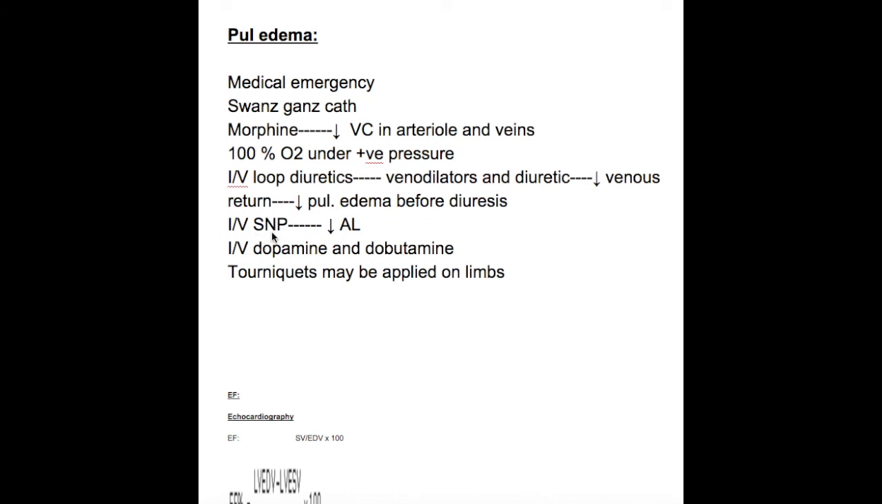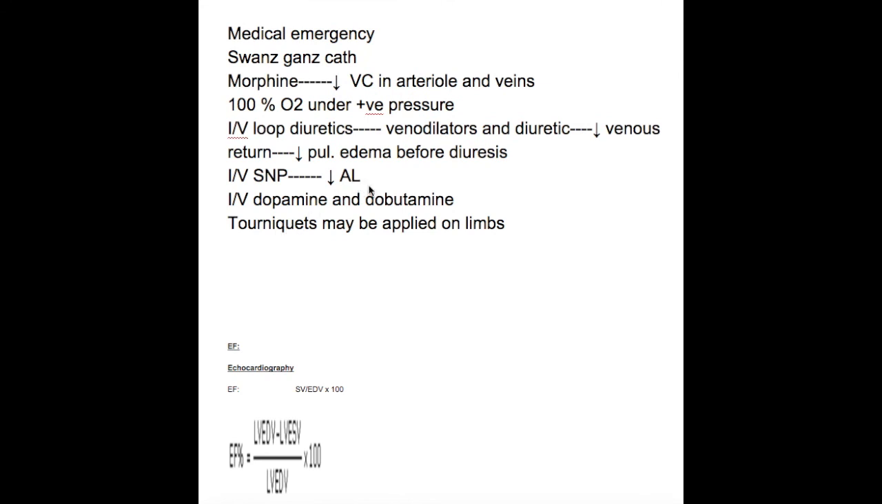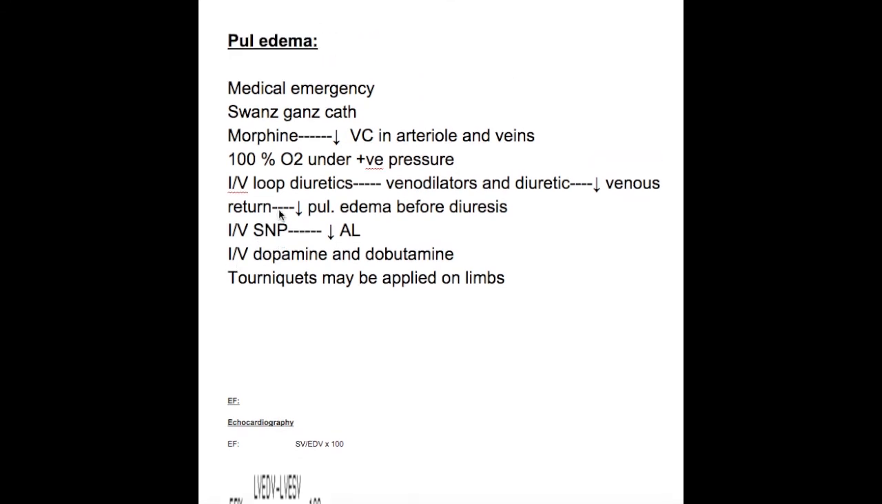IV sodium nitroprusside is also used in pulmonary edema because it decreases the afterload, being an arterial dilator, but it is also a venodilator. IV dopamine and dobutamine are also used in pulmonary edema. Can you apply tourniquets? Yes, tourniquets may be applied on the limbs in pulmonary edema.